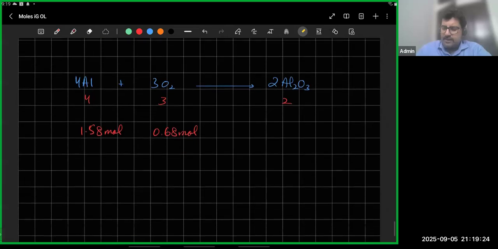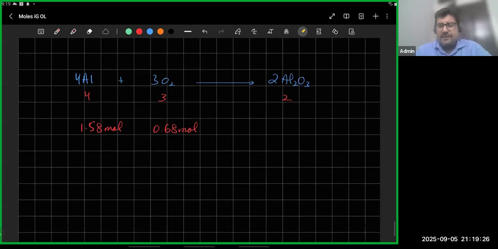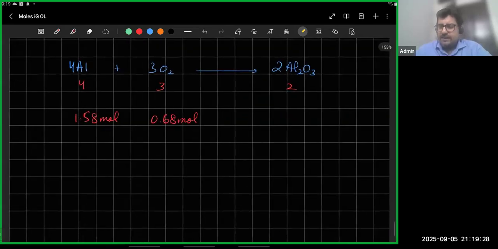in excess, and that shortcut is, if you get into this trouble where 2 moles are given and you have no idea whether to use these moles or these moles, the simple shortcut is take 1.58 and divide that by 4, by its ratio. Take 0.68 and divide it by its own ratio, which is 3. Whichever number comes out to be the bigger number, that's the one that's in excess.